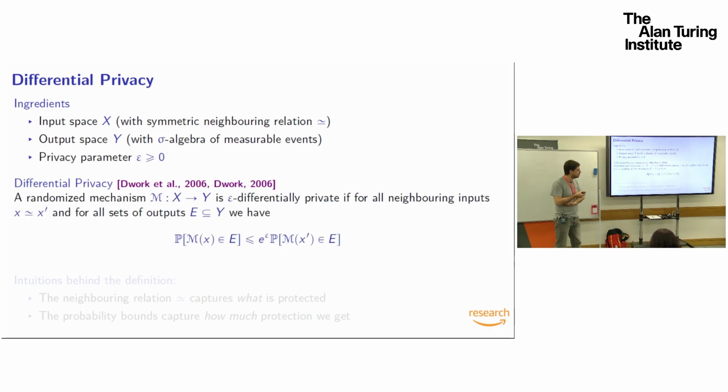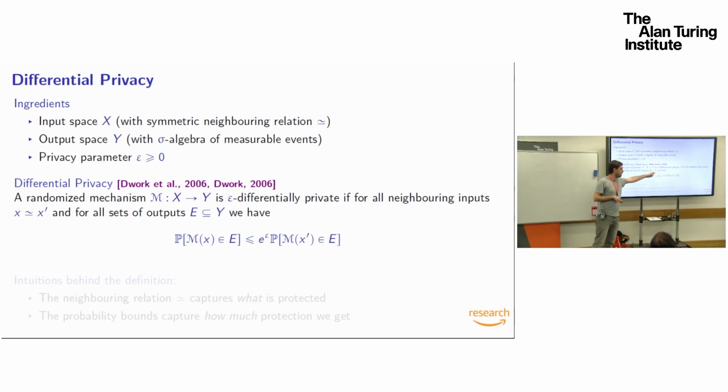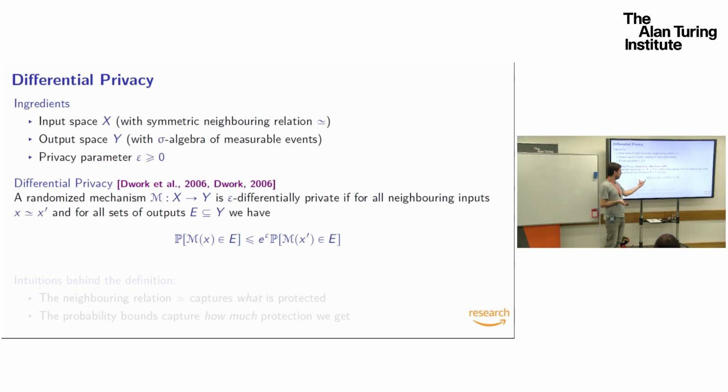Okay, so here's the definition, 2006. A randomized mechanism, M, that takes something from X and outputs a random variable in Y. That's why it's a randomized mechanism. We say that it's epsilon differentially private if for all possible neighboring inputs, X and X prime, related by this symmetric relation, and for all possible sets of outputs, E in Y, we have the following inequality.